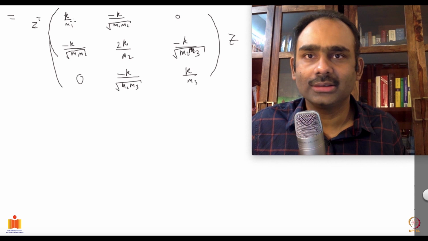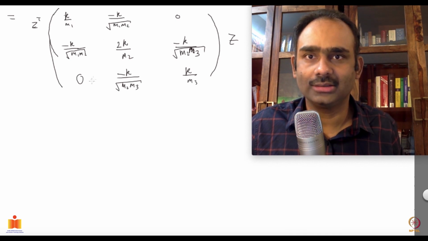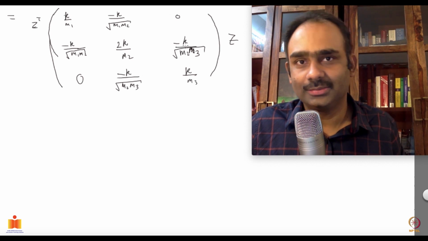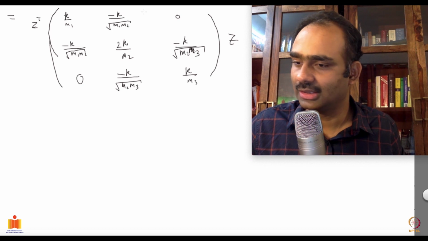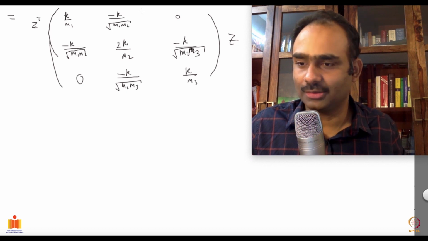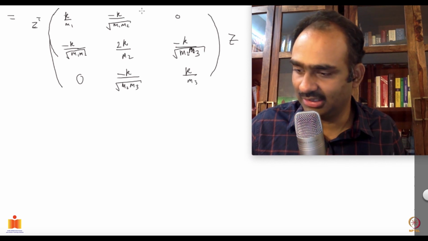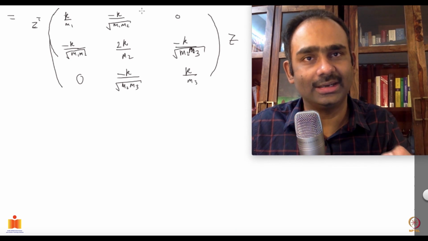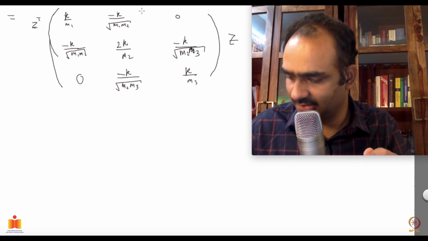Let's look at the matrix. K, 2K, M2, M3, minus K, this 0. So this matrix is symmetric, which is what you expect, because all these transformations are not going to change the symmetry property of the matrix you have. Which means I have not made any mistake, because if I had made any mistake, the symmetry property would be the first thing to get spoiled and we would notice that there is a mistake.